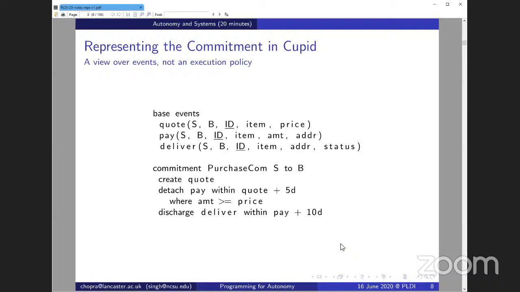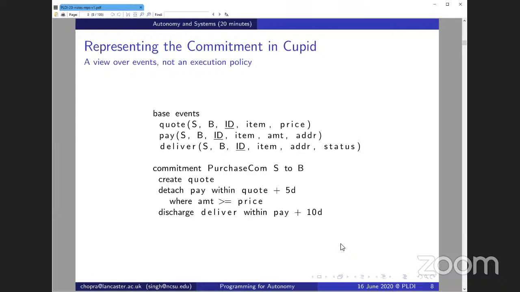And similarly, when the pay event occurs, you would have paid for the same transaction ID, you would have paid some amount, which in general should equal or exceed the price, and you would have specified an address where the item has to be delivered. And when the delivery happens, again for the same transaction ID, it should say that this item got delivered to that address, and the status might indicate that it was a successful delivery. So given all that, we can then express a commitment.